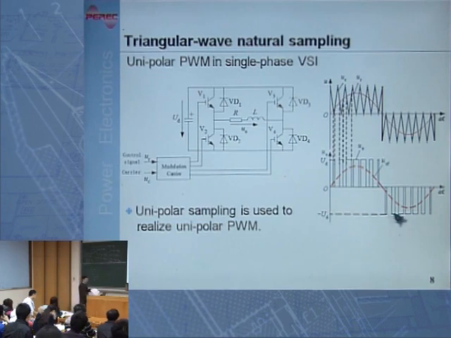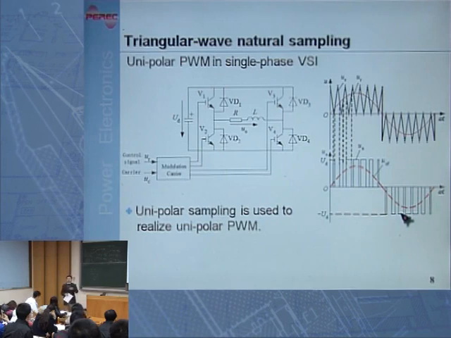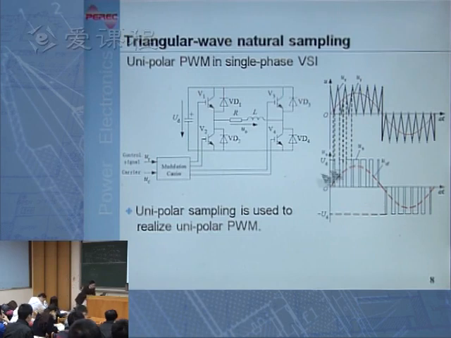I want to generate an AC voltage that is closer to sine wave. But the idea is if I can use this single phase voltage source inverter to generate an output voltage like this waveform, this would be much closer to sine wave. Okay. We want to generate a PWM output voltage. Okay. So let's see, how can we implement this PWM natural sampling idea in this single phase voltage source inverter?